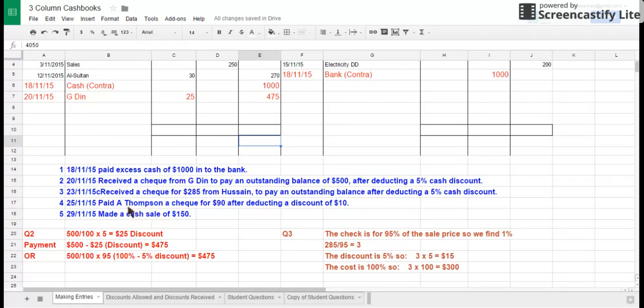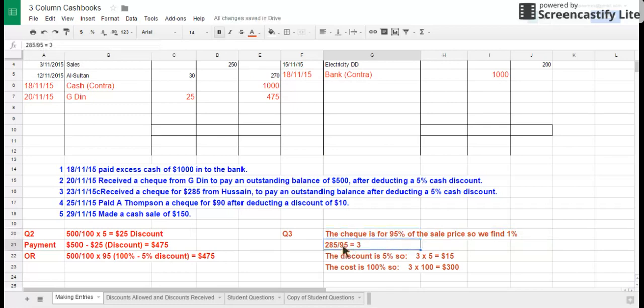Right, the next question though, we're going to receive a cheque for $285, so the cheque is for $285, and that's to pay an outstanding balance after deducting a 5% cash discount. So here we need to find out how much the discount is going to be. The cheque is for 95% of what is owed.